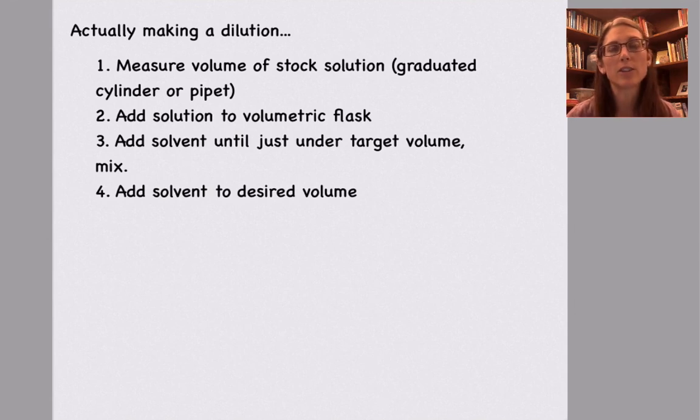You'll add solvent until you get just under your target volume, and you're going to mix well at that point. And then finally, you're going to add your solvent up to the line that indicates you have your desired volume. That mixing just prior to the final solvent addition ensures that any changes in the volume due to the chemicals mixing with one another do not affect your final target volume.